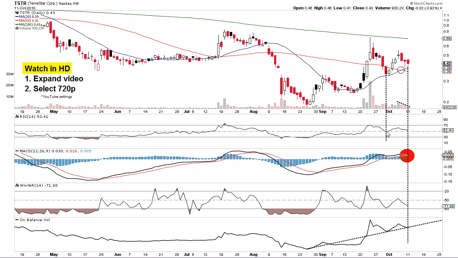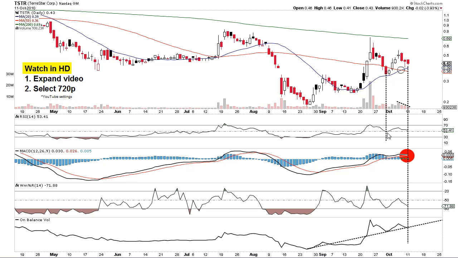A centerline crossover to the downside usually indicates the stock is going into a downtrend. If it crosses over to the upside, it usually indicates it could be going into an uptrend. It's a leading indicator, so it's a predictor, and they don't always come true. Certainly not as strong as a lagging indicator.